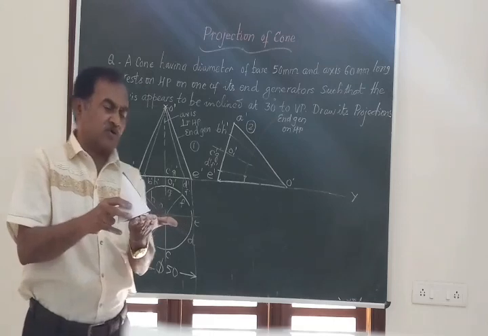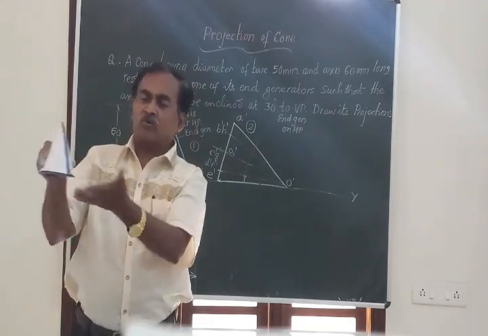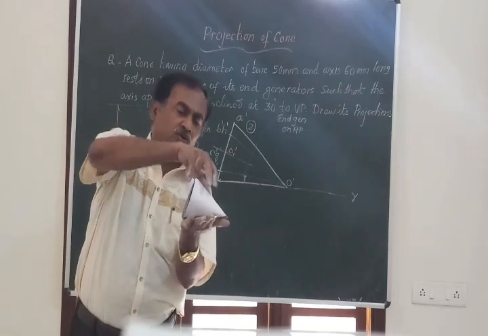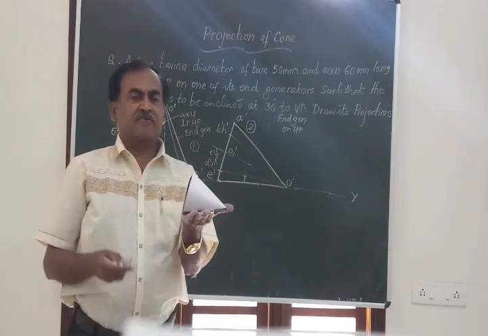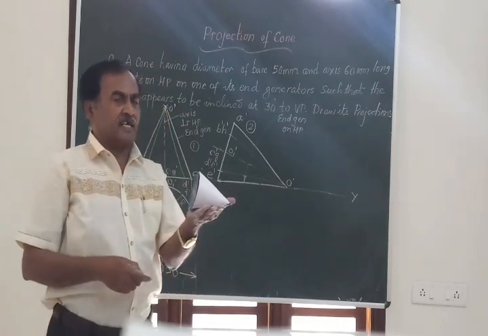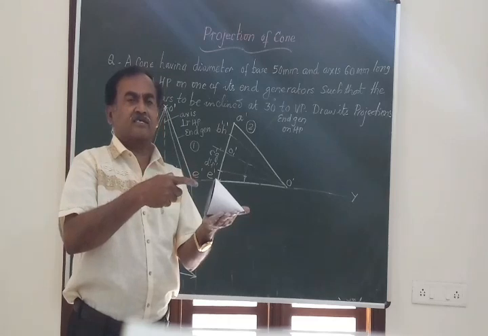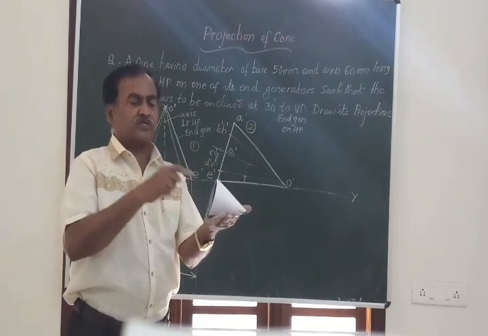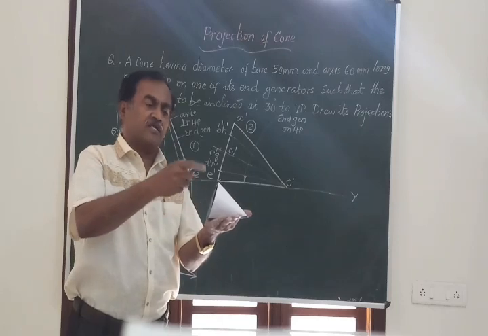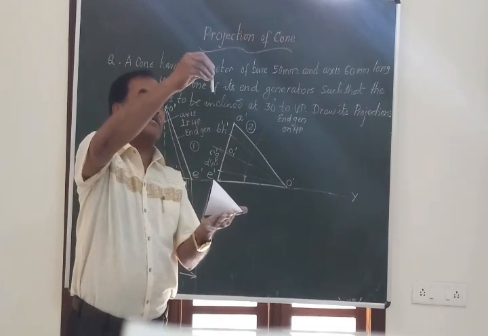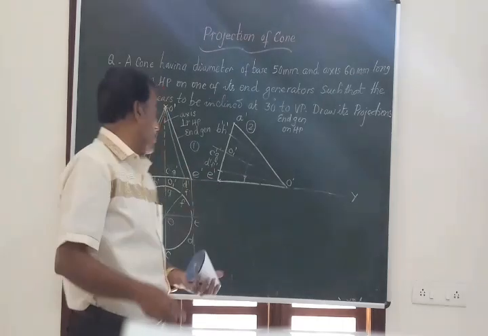Then I have made the solid rest on one of the end generators. Assume this as one of the end generators. It is going to rest on HP on one of the end generators. Friends, it's very obvious that since the object is resting on one of the end generators, you know these pyramids and also this cone, the complete base of the solid, which was a circle before, appears in the top view as an ellipse.